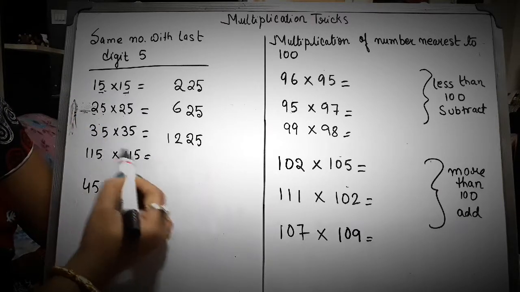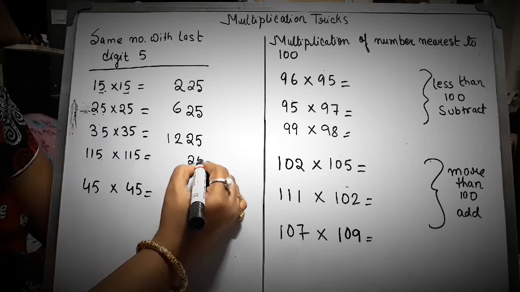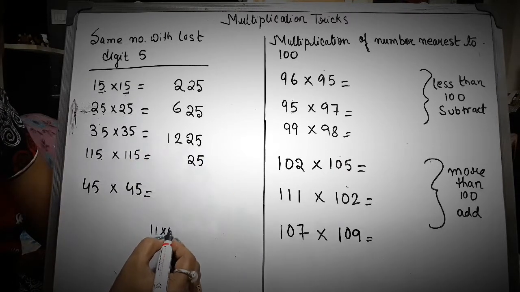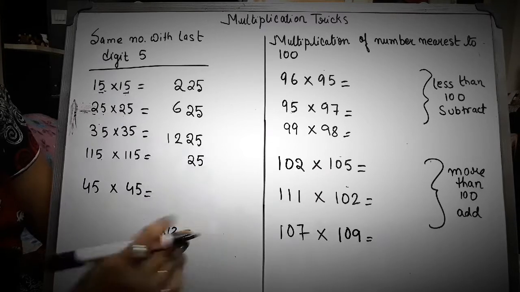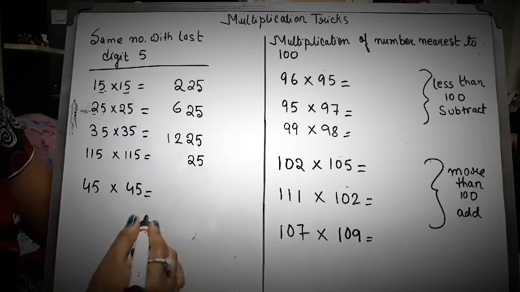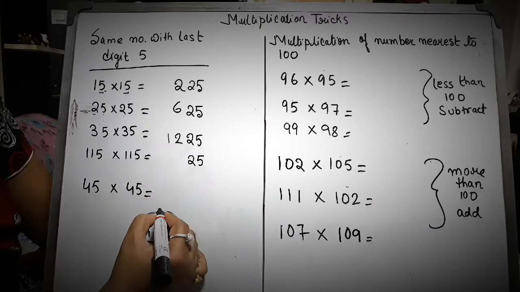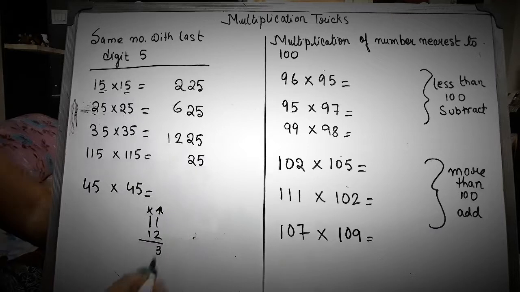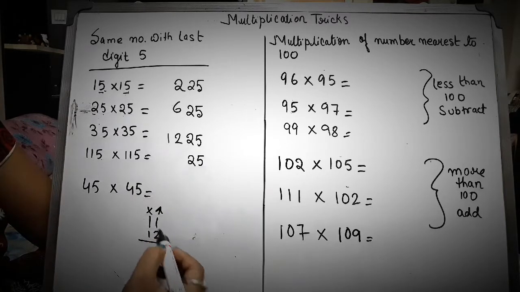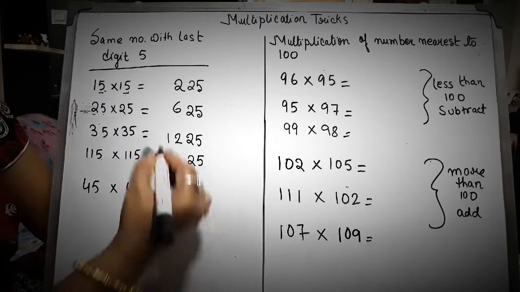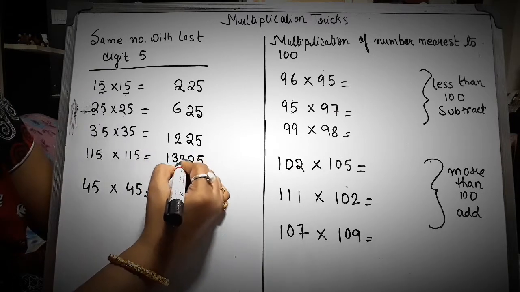Then 5 into 5 again, 25. 11's after number is what? 11's after number is 12. 11 into 12. We have used the last process. You can use that process of multiplication. 2 into 1, 3. I hope you remember last day I have taught this one. 2 into 1, 3. 1 into 1, 2 into 1, that is 2. So 1, 3, 2.